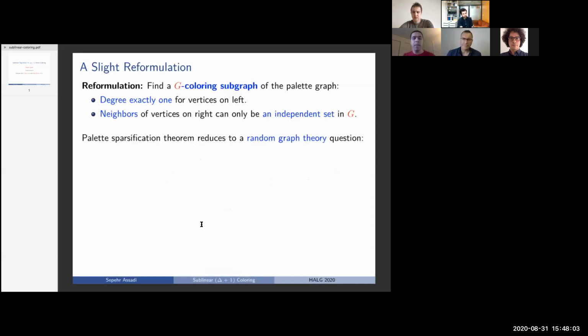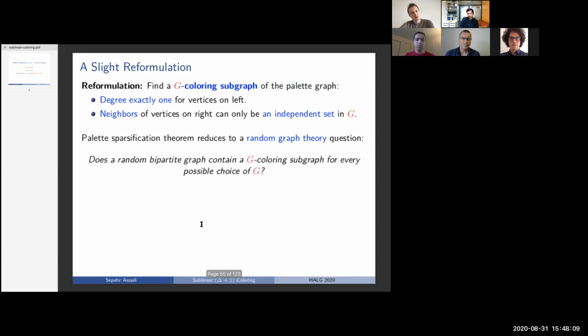And with this view, palette sparsification is basically just a random graph theory question. If I give you a graph G, is it the case that a random bipartite graph contains a coloring subgraph for this graph G or not? And even though the definition might be a bit hard at this point, it's a very, very useful reformulation when we want to prove palette sparsification when G is almost a clique. So it's a clique minus an edge or a clique minus a matching and things like that. Because of the structure of G, this coloring subgraph for G has a simple structure.